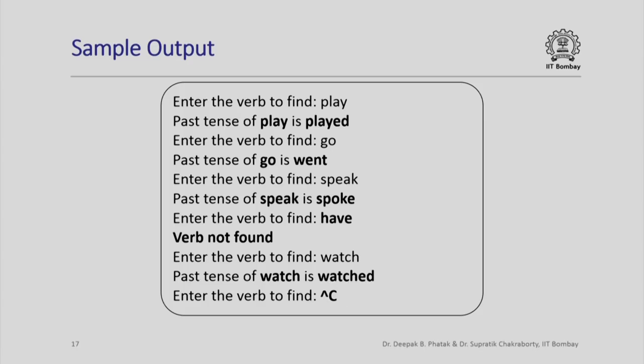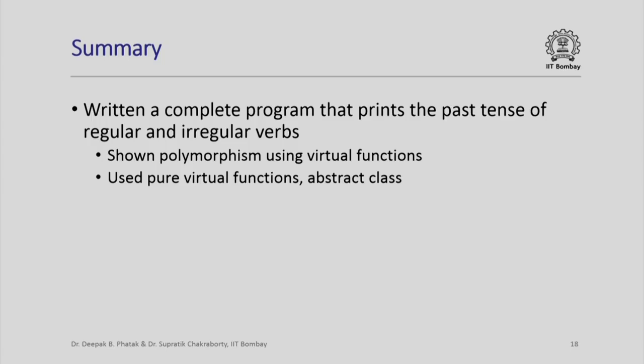So in this session we actually saw how to write a complete program that does something interesting. It reads a verb from the user and it prints out the past tense of the verb, and in our program we actually applied some of the techniques of C++ programming that we studied in the last few lectures. Specifically, we made use of polymorphism, we made use of virtual functions, and in particular we used pure virtual functions and also abstract classes. So of course you can write a lot more other interesting C++ programs using all of these concepts. Have fun programming with polymorphism.